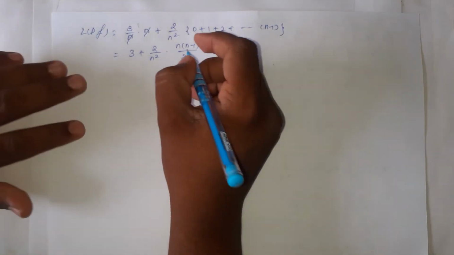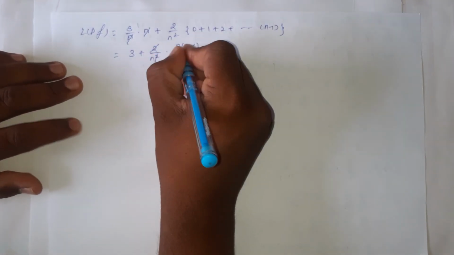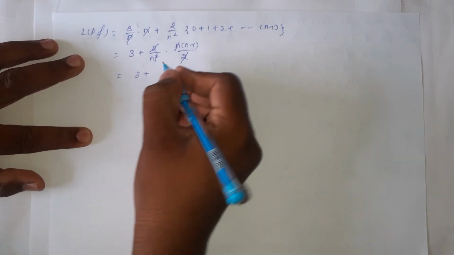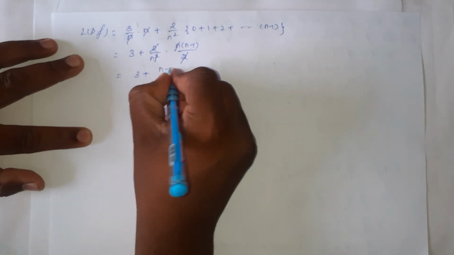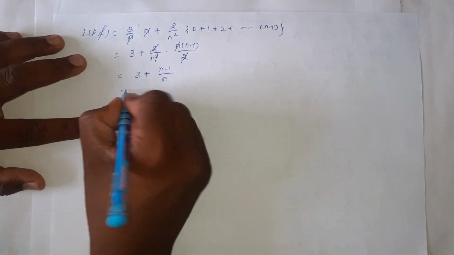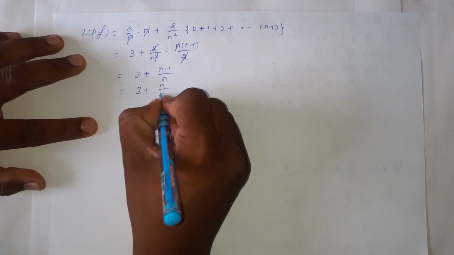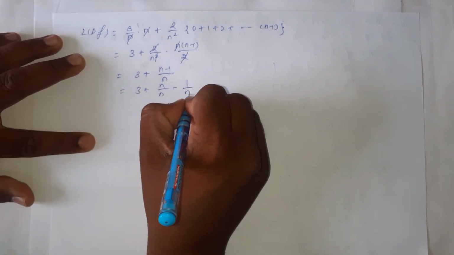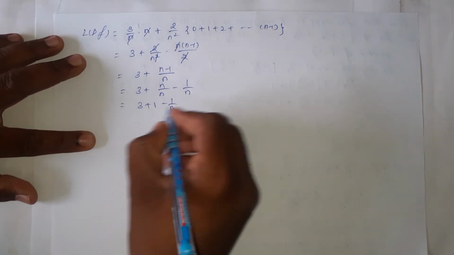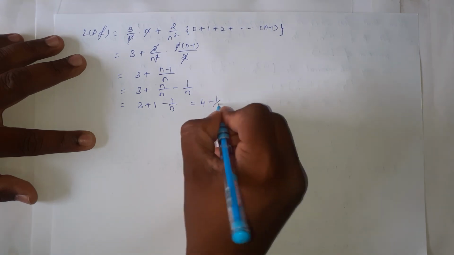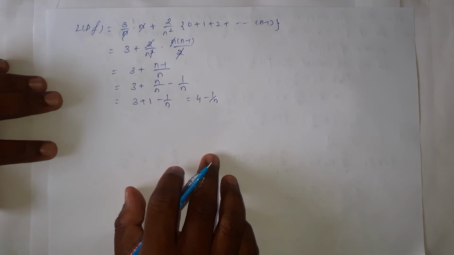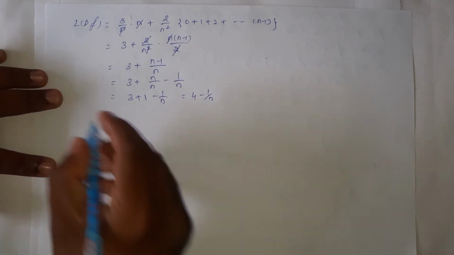So then here 2 and 2 get cancelled, n and n get cancelled, remaining 3 plus n minus 1 by n, and this we can write separately as 3 plus n by n minus 1 by n. So, therefore, it is 3 plus 1 minus 1 by n, which is equal to 4 minus 1 by n, that is the LPF. And similarly, we can find UPF.